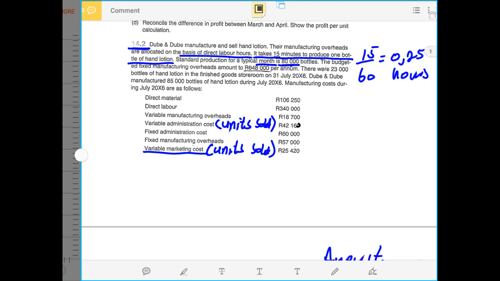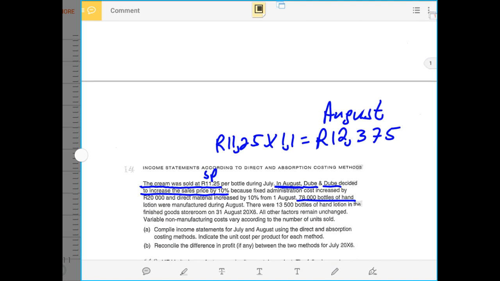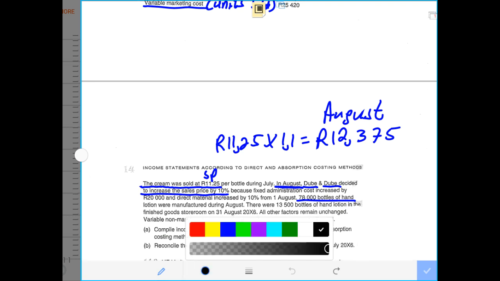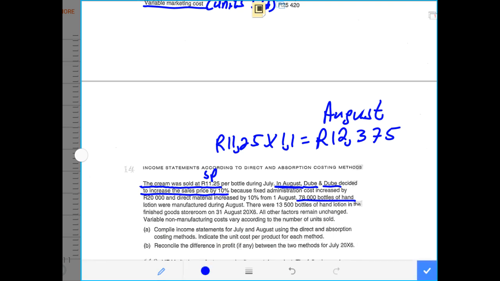In the next stage, they tell us that we must compile an income statement for July and for August using the direct and the absorption costing method, and we must also indicate the unit cost per product for each of the methods. So now we need to calculate the cost per unit for each of the methods that we are instructed to do, which is the direct method and the absorption method.